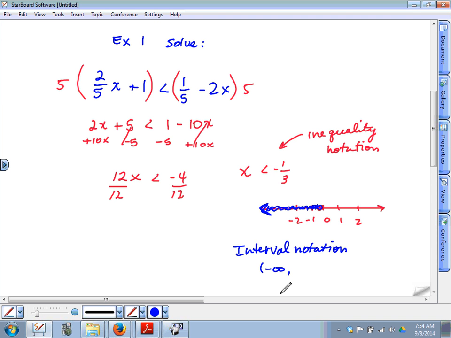What's the upper bound of our solution set? Negative 1/3. Bracket means included. Bracket is like a closed circle. A parenthesis is like an open circle, so we're going to use a parenthesis here. This is how I would prefer that you represent all your solutions if it's an interval of solutions, rather than inequality notation. Use interval notation.